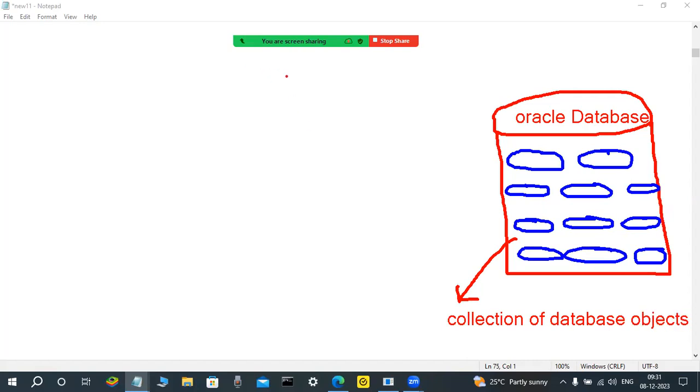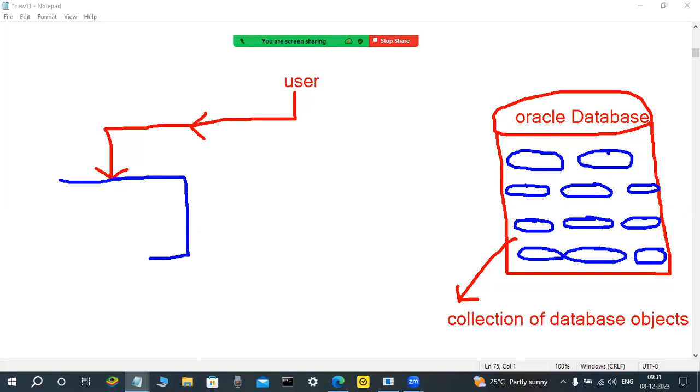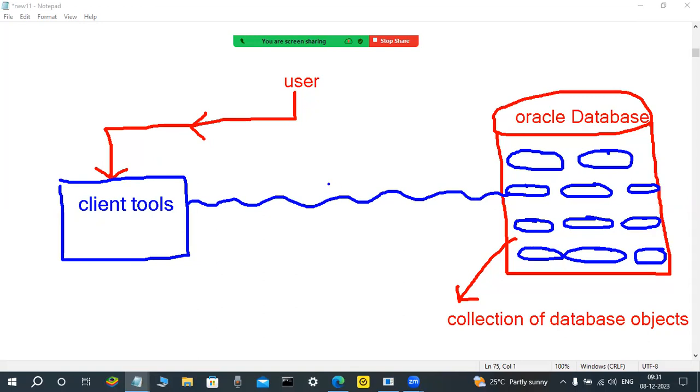Now slowly observe it here. Users are there, for example. This user is first connected to their client tools. What a user means, I will explain later. Observe here, this user is first connected to the client tool only. These are client tools or query tools. Once the user is connected to the client tools, then only through this client tool do they connect to the server.